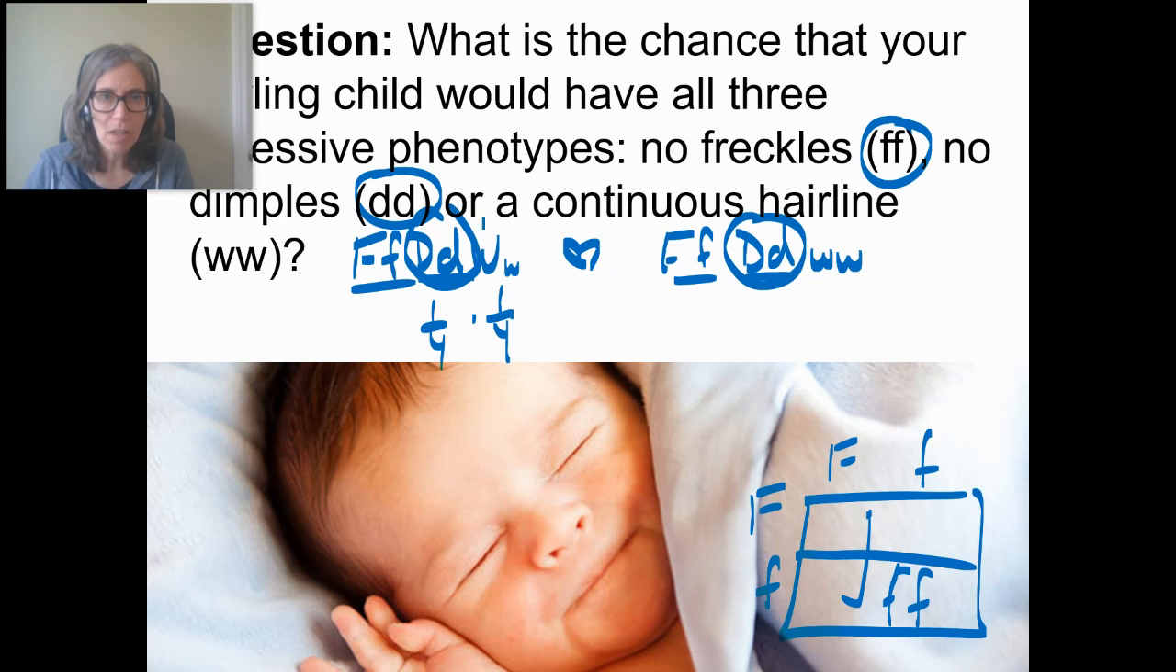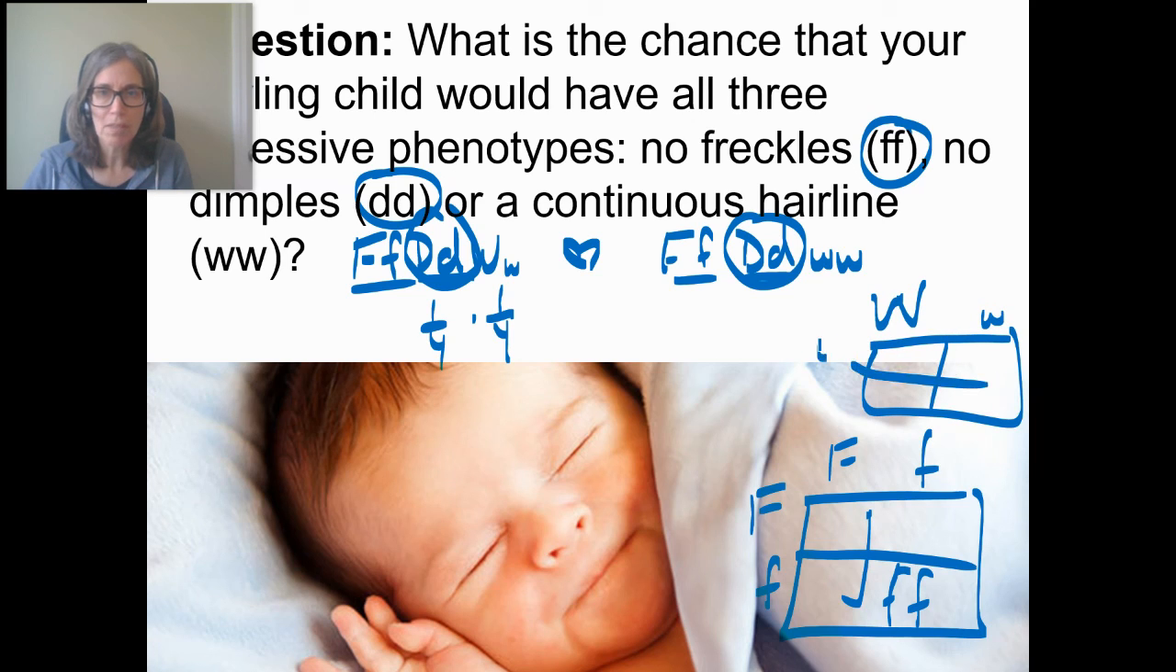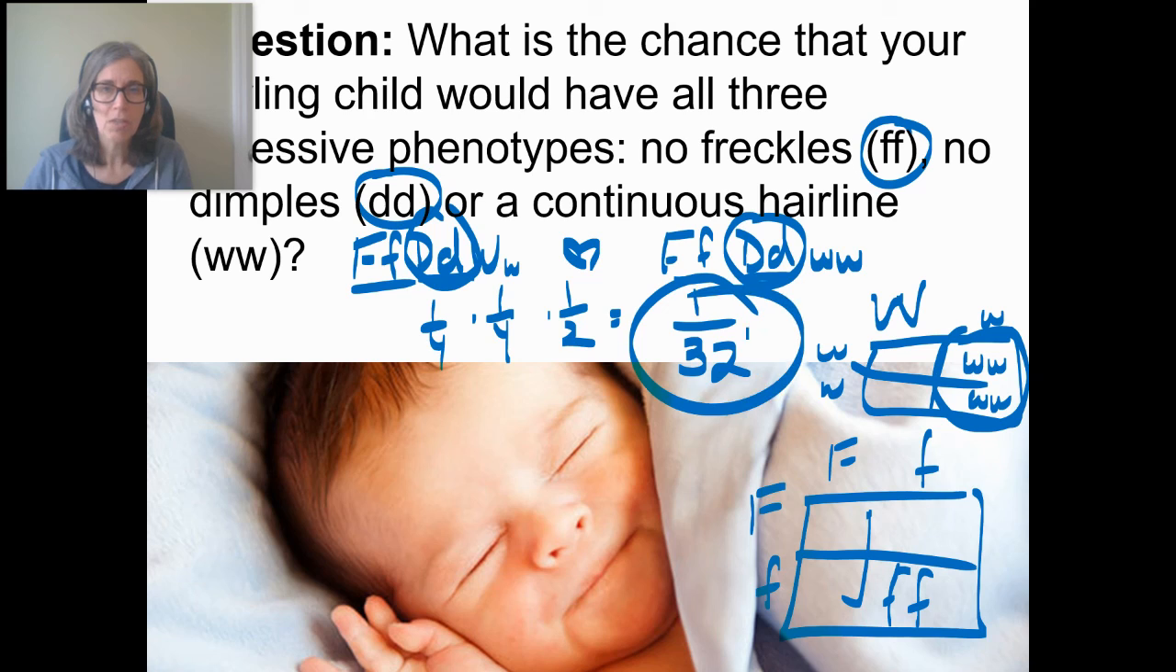Now the widow's peak is a little bit different. You are big W little w, but your mate is little w little w. So the chances that you'd have a baby who's recessive is actually 1/2. So that's times 1/2. So it would be 1 times 1 times 1 over 4 times 4 is 16, times 2 is 32. So the chances of having a baby who is totally recessive for all of these things is 1 out of 32.